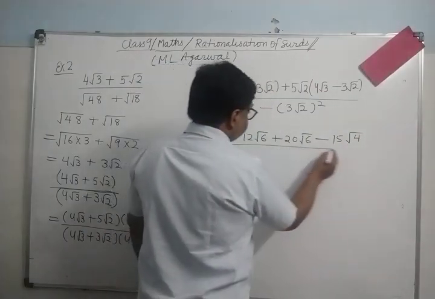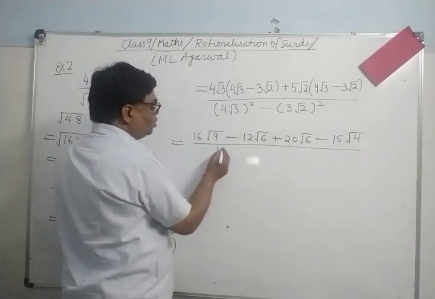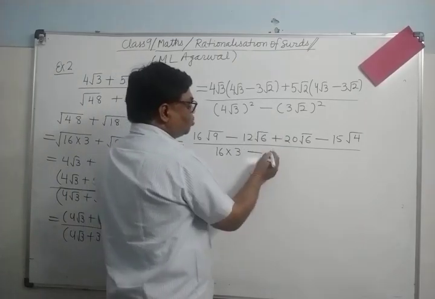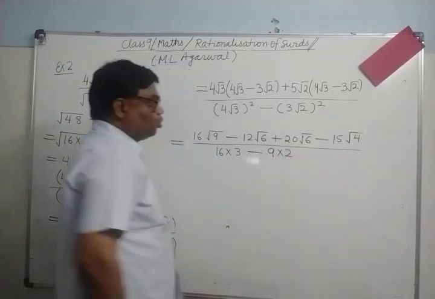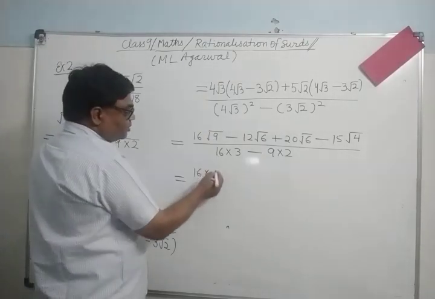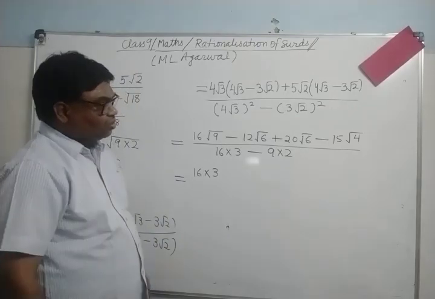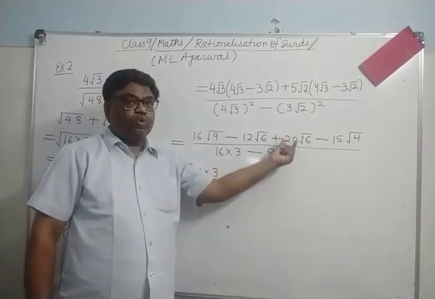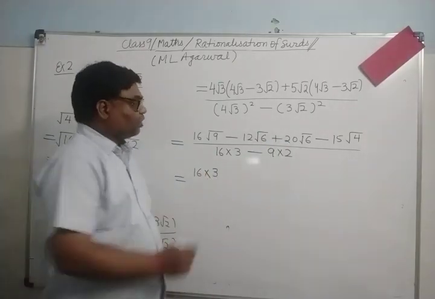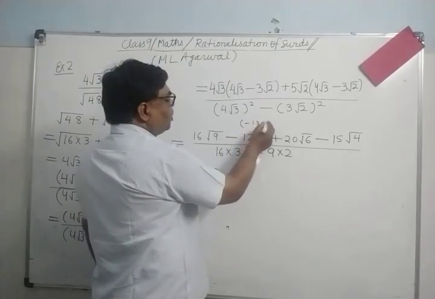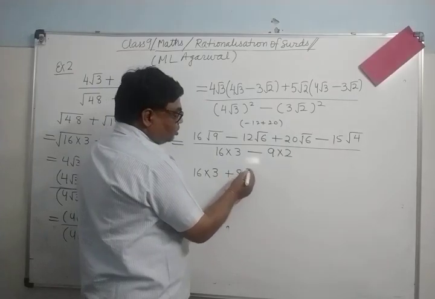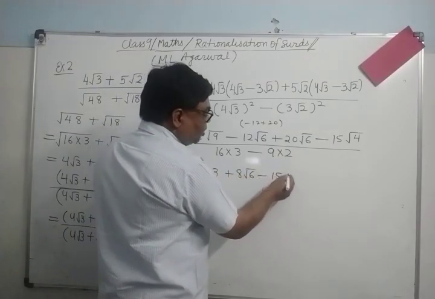Divided by (4 root 3) whole square, 16 into 3, minus 3 square is 9 into 2. So you can see here, 16 into square root of 9 is 3. Now see here, minus 12 root 6 plus 20 root 6. So when you take common root 6, what will you get inside the bracket? Minus 12 plus 20 equals 8. So it will be 8 root 6. Minus 15 root 4 is 2.